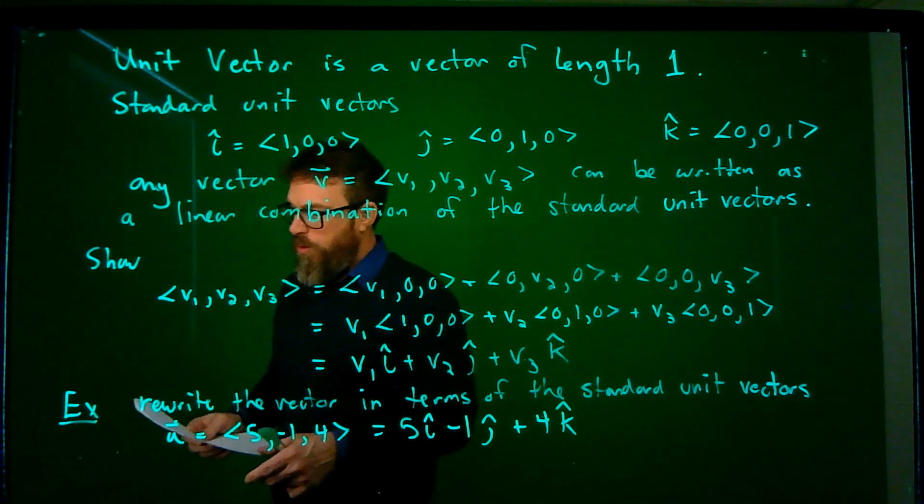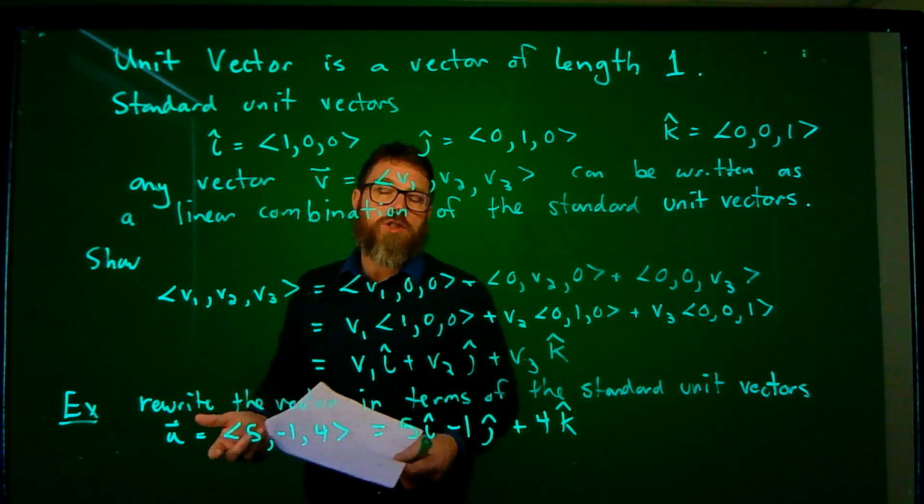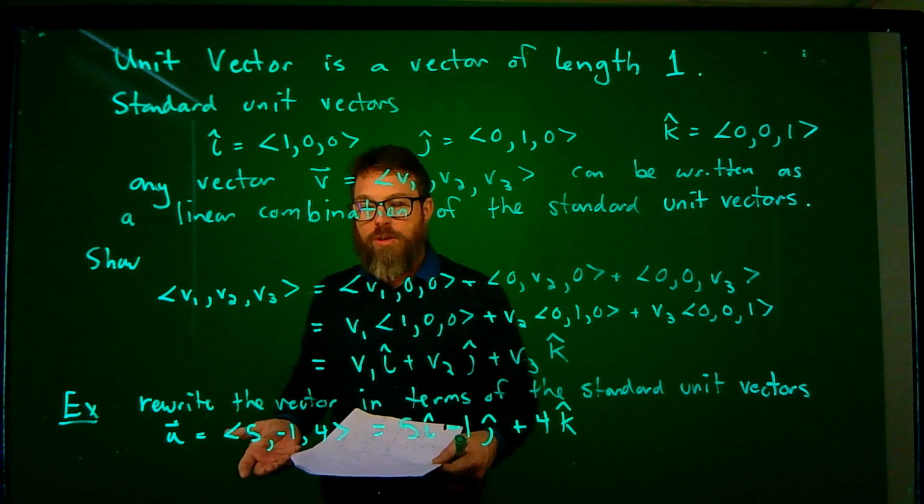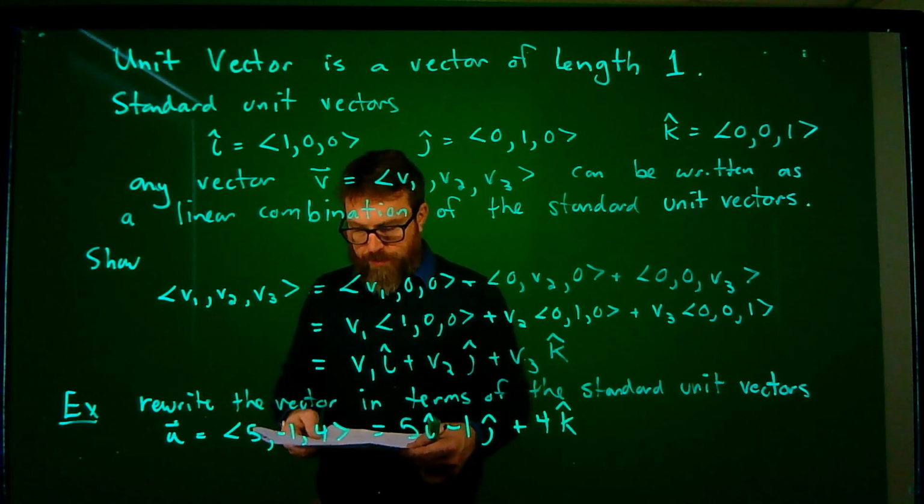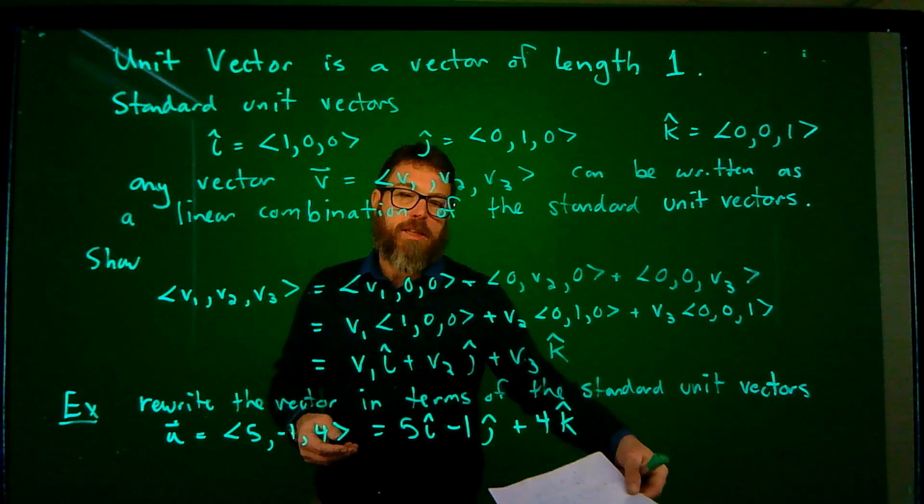So the last thing I want to do is write a vector in terms of its length and its direction. How do we build a unit vector, and how do we write it as its length times its direction?